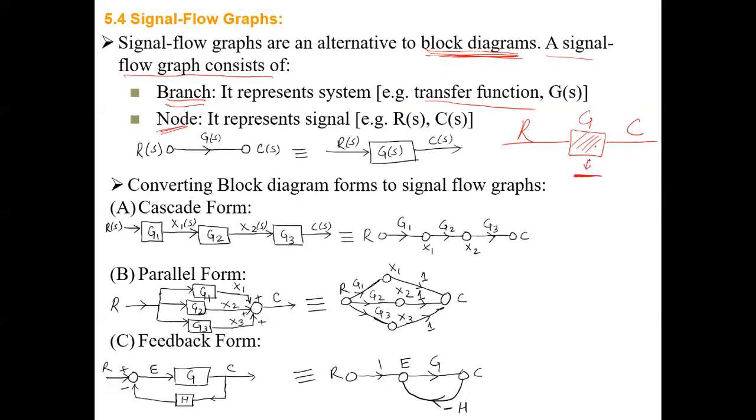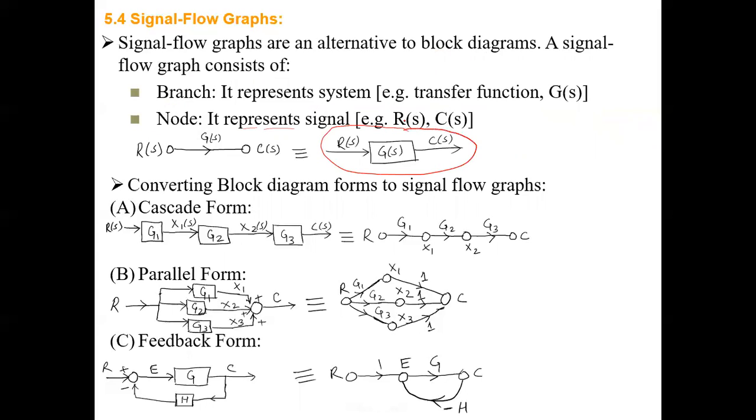This becomes a branch. And the node represents the signal. This is a signal. Now you have a node here. This is also a signal. You have a node here. So, in other words, if you have this kind of system in the block diagram notation, then this can be represented in the signal flow graph like this.